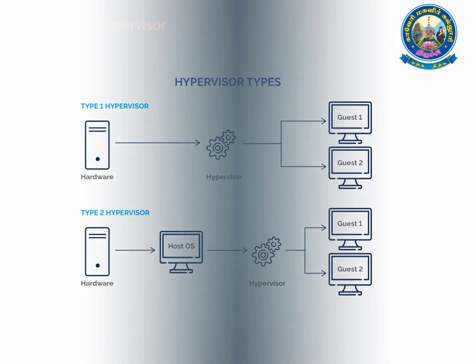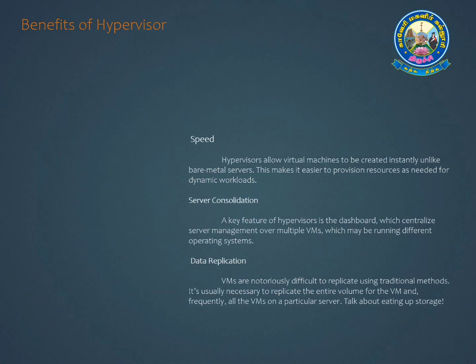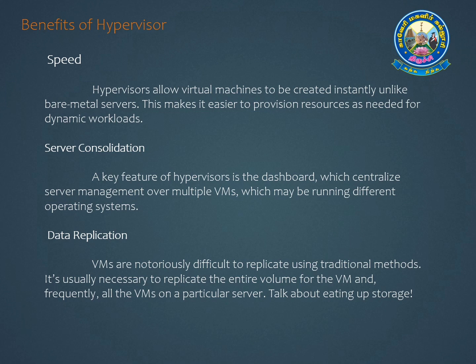And then the first one is speed. A hypervisor allows virtual machines to be created instantly, unlike bare metal servers. This makes it easier to provision resources as needed for dynamic workloads. The hypervisor is going to speed up virtual machines. If you use Oracle VirtualBox, the running speed is very important compared with paying for servers.